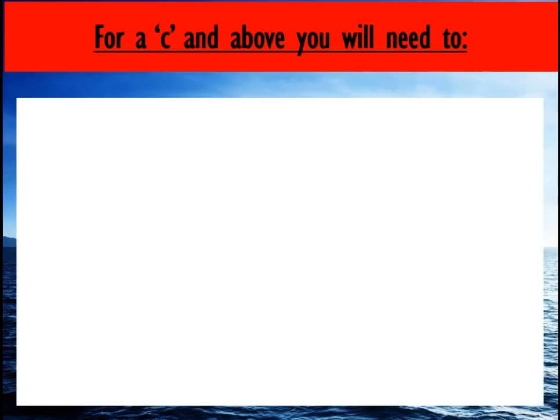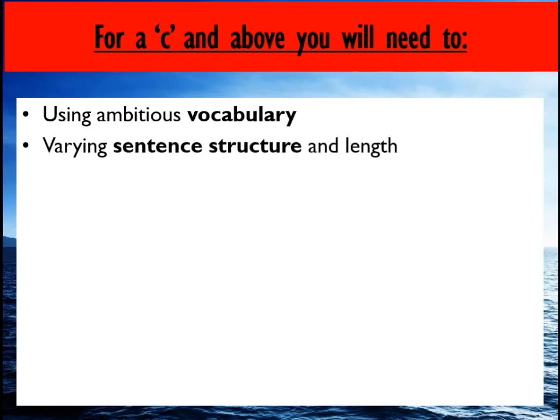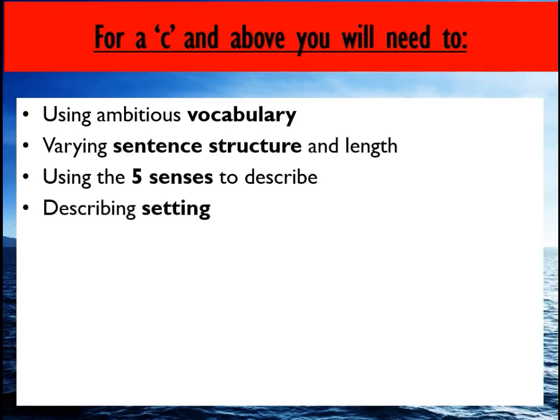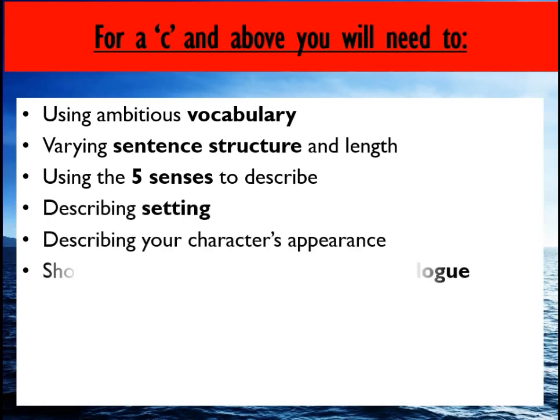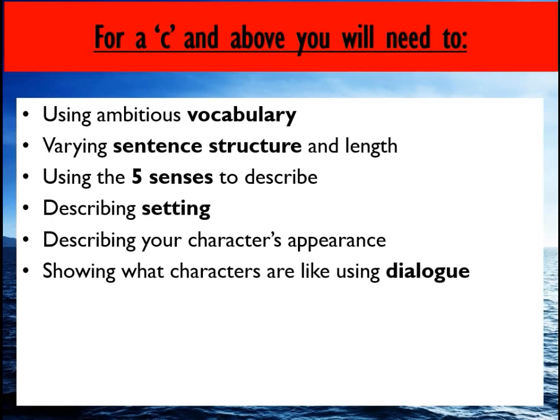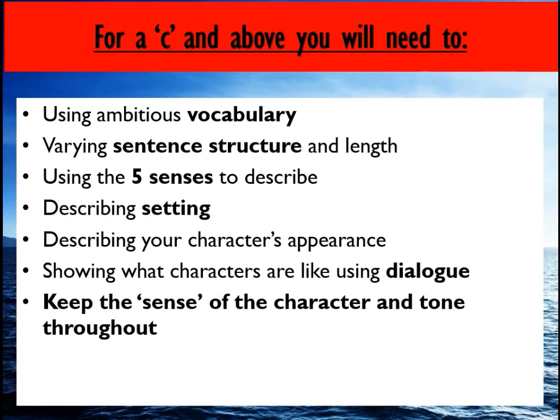So, summing up, for a C or above, you will need to use ambitious vocab. You need to vary your sentence structure and length. We've talked about how you can use short sentences for effect. Use the five senses to describe. Describe the setting. Describe your character's appearance. Show what characters are like using dialogue, but also when you're describing them, show, not tell. Keep the sense of the character and tone throughout.